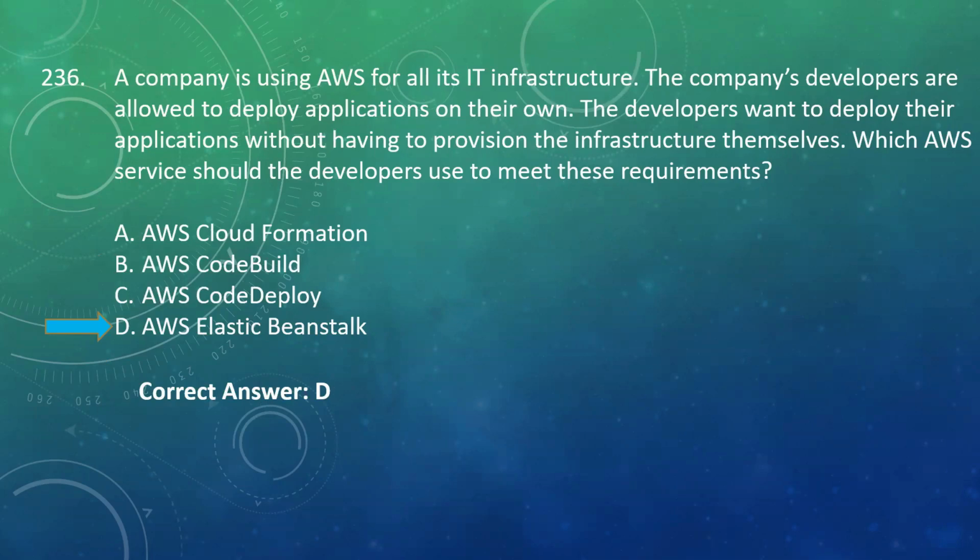Developers can upload their code and Elastic Beanstalk automatically handles the deployment details, such as provisioning the necessary infrastructure, which includes Amazon EC2 instances, load balancing, auto-scaling, and monitoring. It abstracts away the underlying infrastructure complexities, allowing developers to focus on writing code and deploying applications.